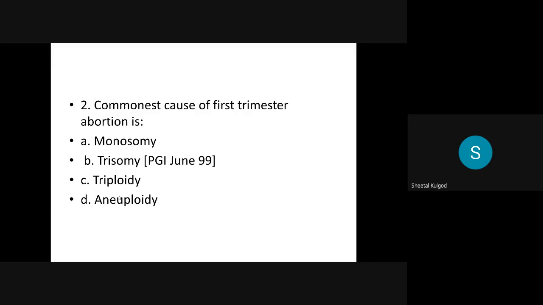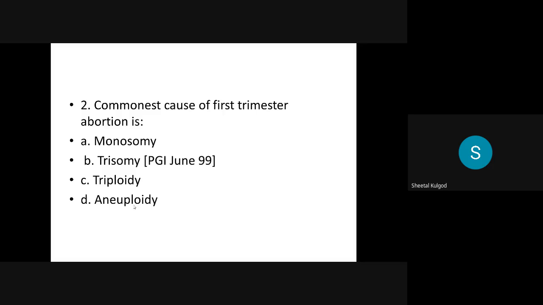But what you have to remember here is trisomy, triploidy, monosomy. These are all related to the aberrations in the number of the chromosomes. Whereas aneuploidy is the problem with the structure of the chromosomes. Do you understand? Yes, ma'am. Did you understand this? Yes, ma'am.